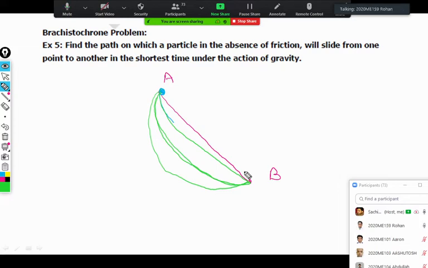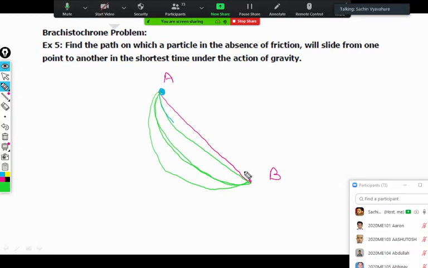Sir, I think it should be a parabola. Okay. Any other answer? Okay, I got one answer only, parabola. Cubic equation. Okay, so you are thinking that it has a very big slope, and because of that it comes from A to B there.